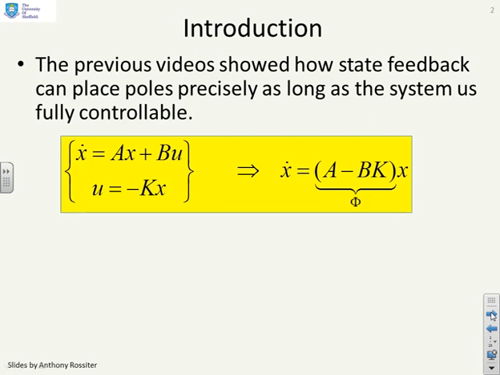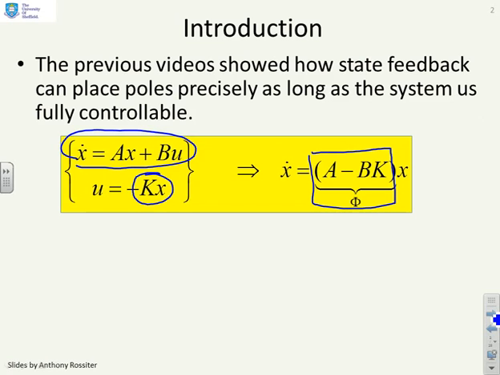Previous videos then have shown how state feedback can place poles precisely as long as the system is fully controllable. And in particular, what we said is, given a state space model of this form, x dot equals Ax plus Bu, then I can find a state feedback u equals minus Kx so that I can place the poles of the closed loop system, which is given by A minus BK, wherever I want.